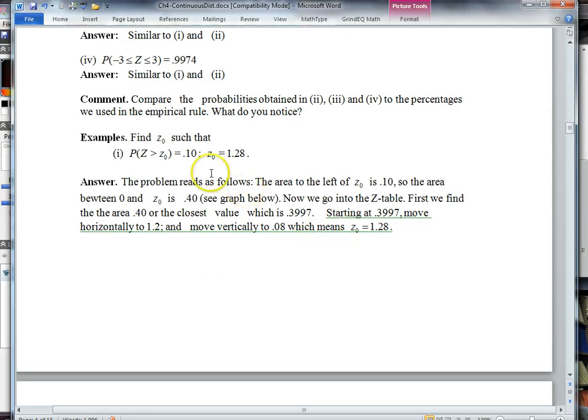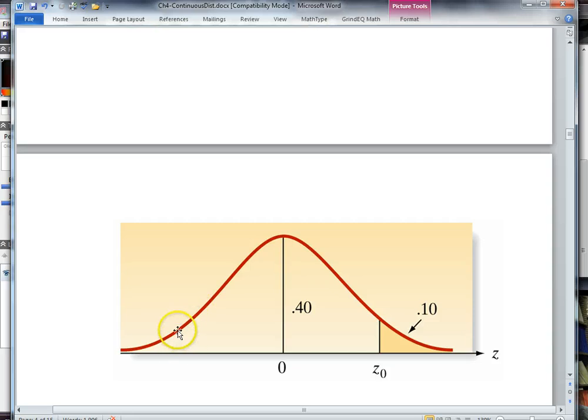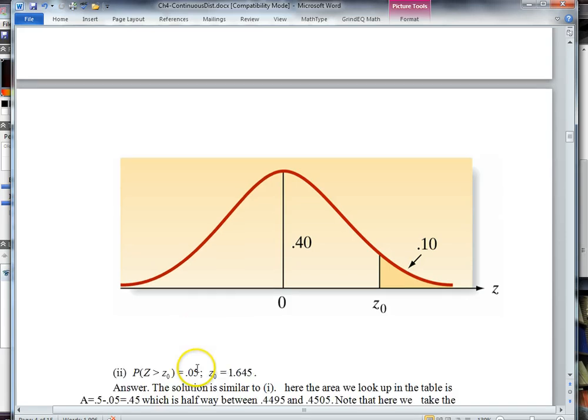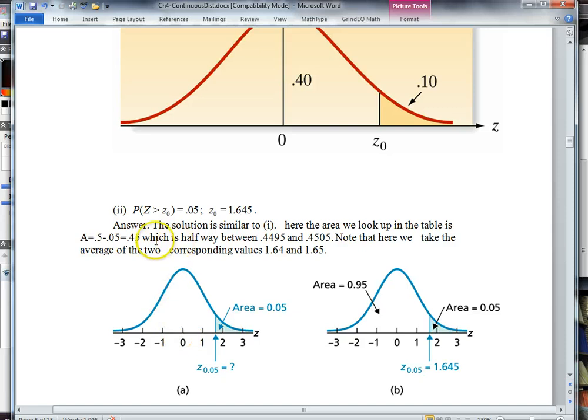If I told you I want the area in the lower tail to be 10%, then the answer here would be negative 1.28, okay, by symmetry. So we're using the symmetry property. And similar to that, we have this one here.